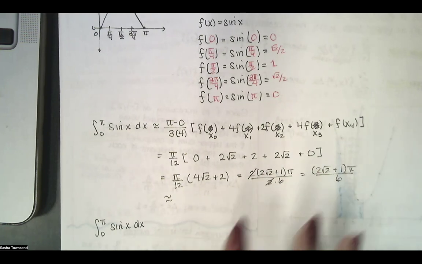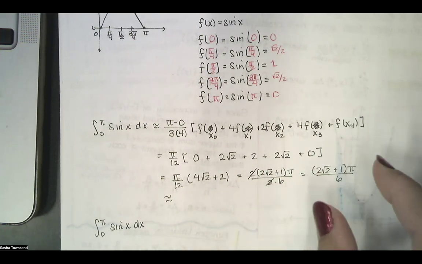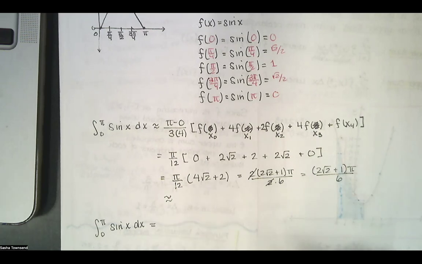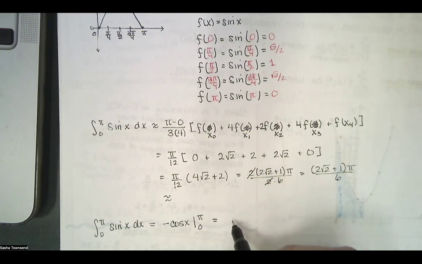Now, we tend to use Simpson's rule when we can't use the fundamental theorem, but whenever I use a numerical method, I like to get the exact answer when possible so that I have something to compare to. If I was using the fundamental theorem, I just take the antiderivative of sine of x, which gives me negative cosine of x, substitute in x, substitute in pi, and subtract.